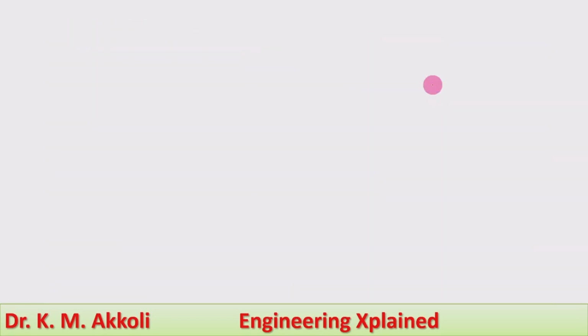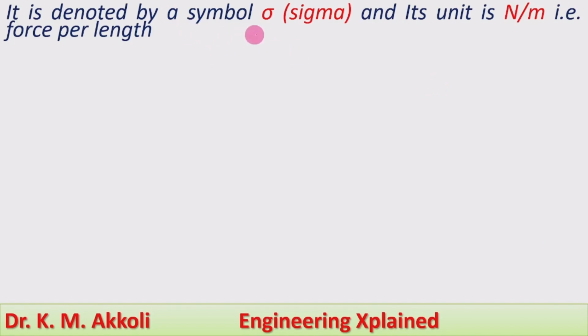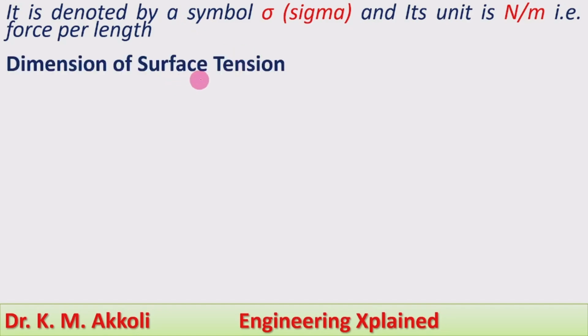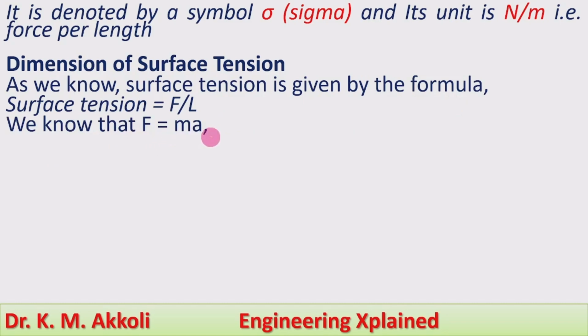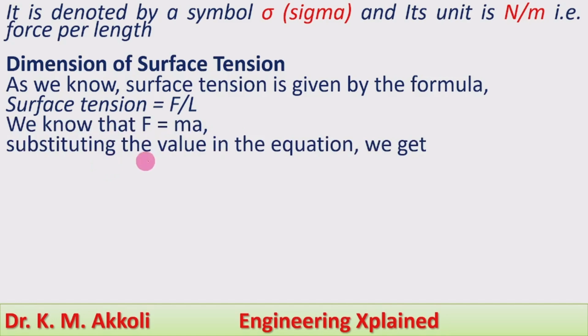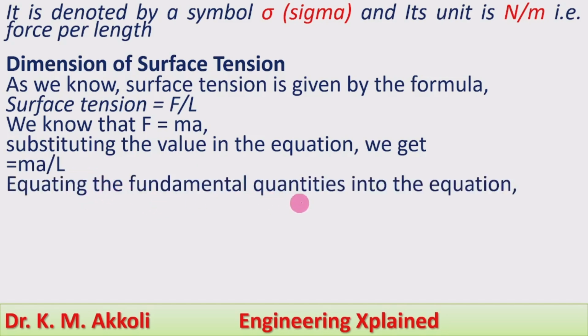Further moving on, it is denoted by the symbol sigma, and its unit is Newton per meter, that is force per length. Then the dimension of surface tension: as we know, surface tension is given by the formula surface tension equals force per length. We know that force is equal to mass into acceleration. Substituting the value in the equation, we get surface tension equal to ma by L. Then we equate the fundamental quantities in the equation.